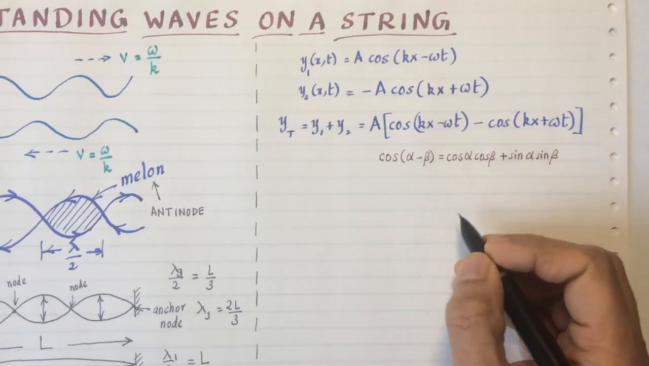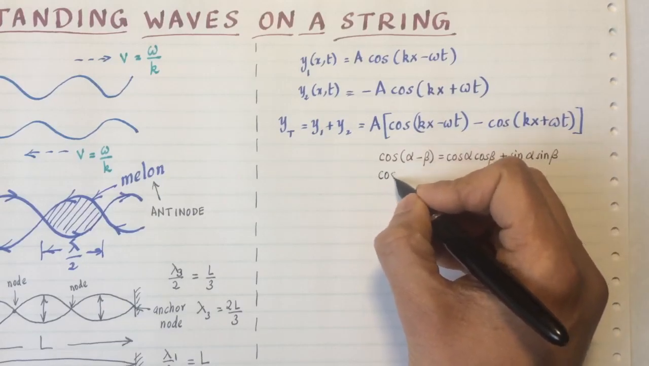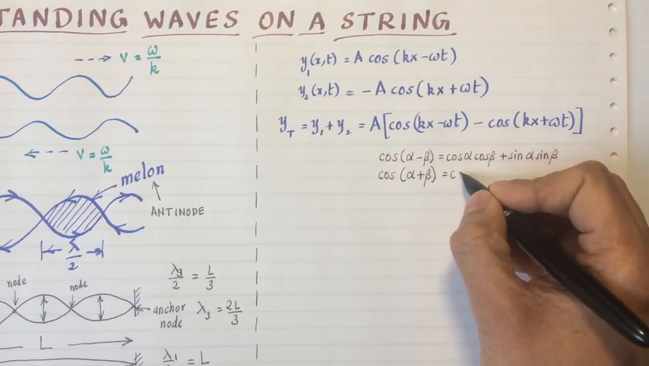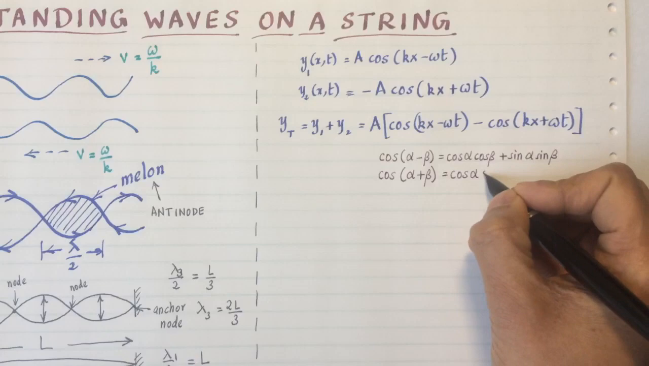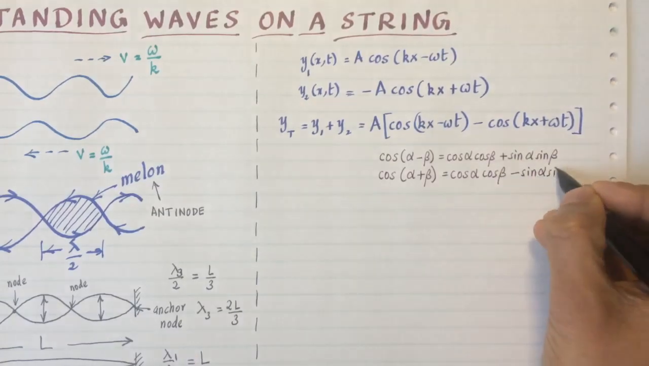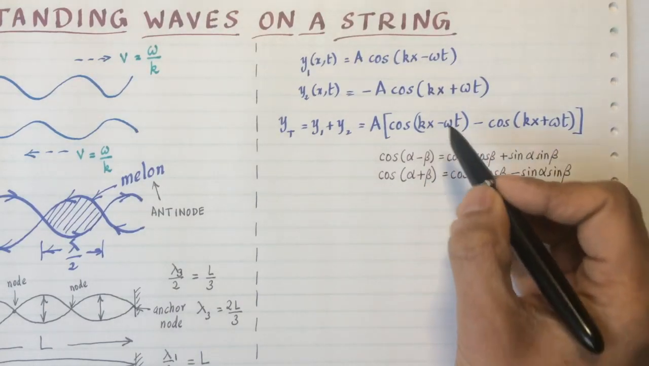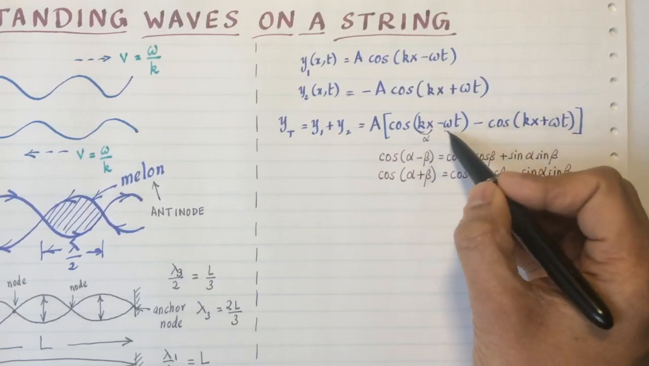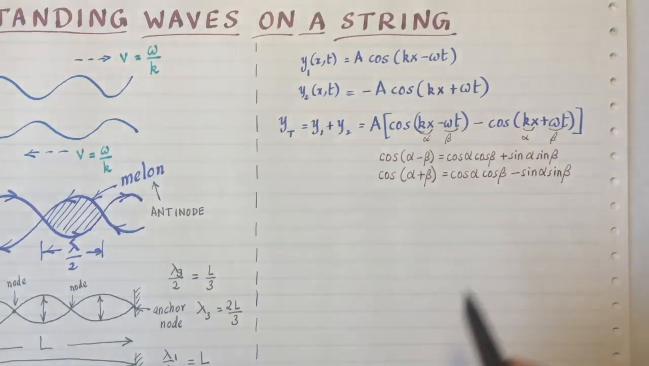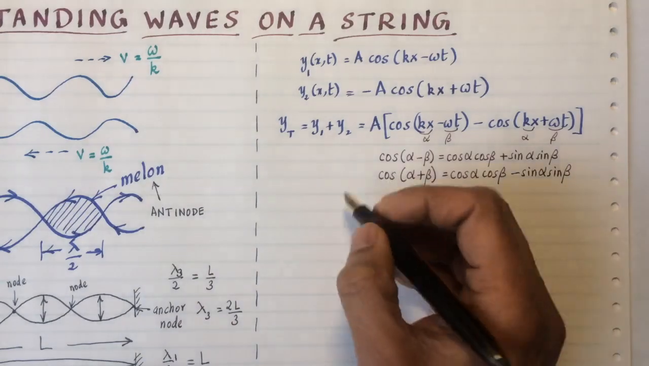You can certainly go somewhere and find the proof of this. It's pretty nice. I'm not going to bother proving it. I'll just use these results. Cosine of alpha plus beta is similarly cosine alpha cosine beta minus sine alpha sine beta. Now this is exactly set up like that, except alpha would be this and beta would be that. Alpha is kx and beta is omega t. So I'll just apply this word for word.